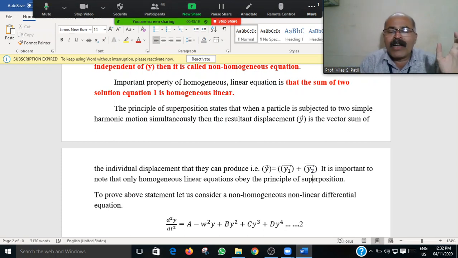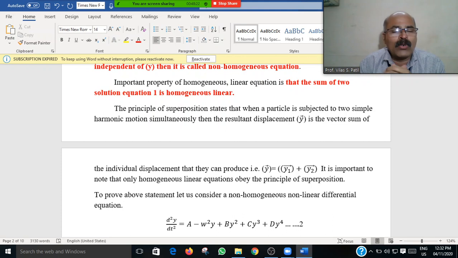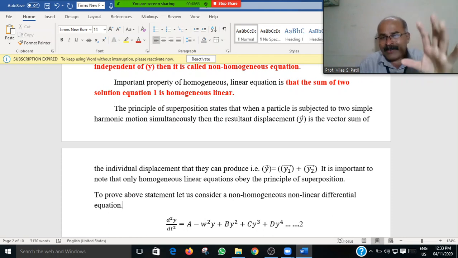आणि आपल्याला हा प्रूव्ह करायचं असेल, that is important to note that only homogeneous linear equation आपल्याला हे ओबे करतं का? That is, the principle of superposition theorem can obey the homogeneous linear equation. हे आपल्याला इथं प्रूव्ह करायचं. काय प्रूव्ह करायचंय? That the principle of superposition can satisfy the condition of homogeneous linear equation.